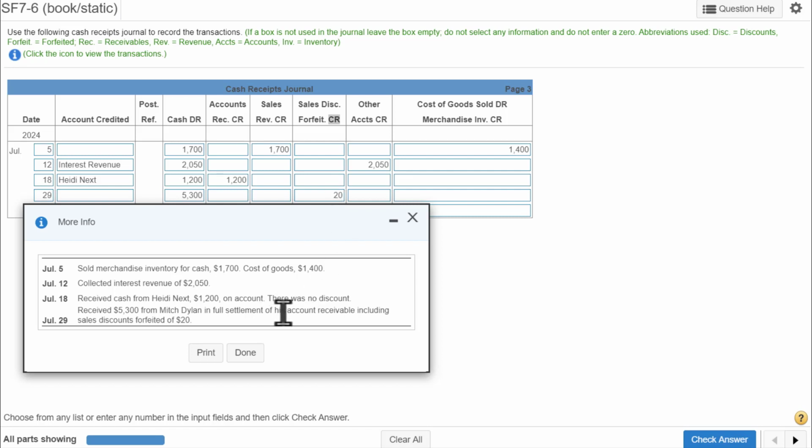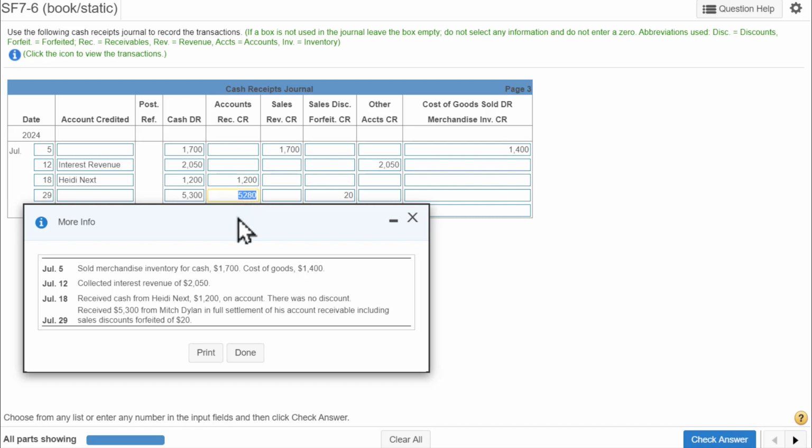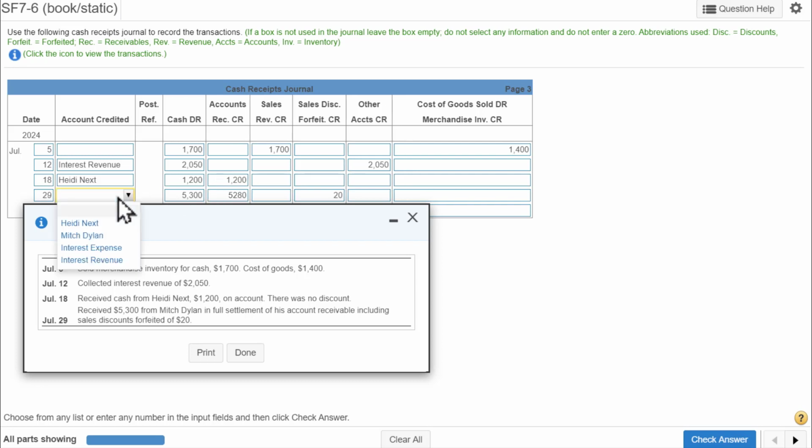And what account is that? AR. So Mitch Dillon's AR is going down by 5,280, and he gave up $20 of sales discounts. So our credits equal 5,300, our debits equal 5,300, and then we need to put over here in this account, because we have a number for AR, we have to have a name associated with it, and that's Mitch Dillon.